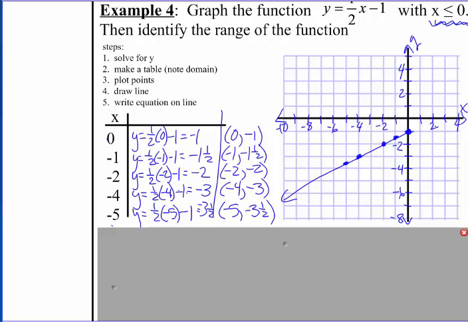Make sure you have the arrows on the end. This is a good example of why we need arrows. There are times when the graph does not continue on based on our domain, so you want to make sure that you include the arrow where it's appropriate.